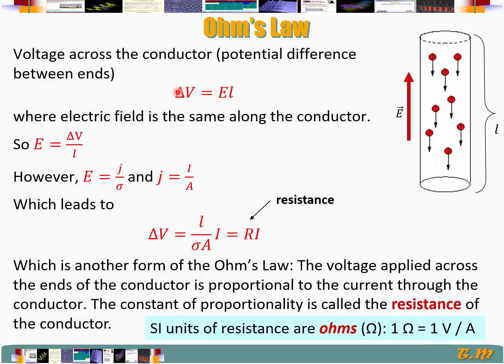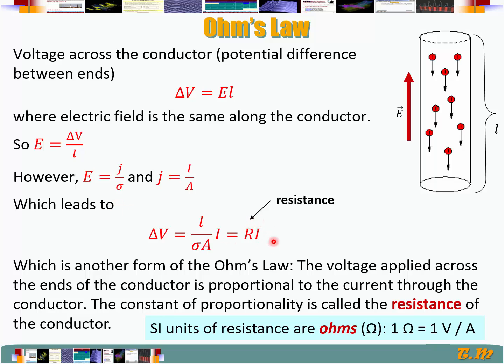Now, if we go back here, delta V is E times L. So this is the L. And then for E, we are going to have J over sigma, but for J, we're going to have I over A. So that makes E equal to I over sigma A. So that's why we have here L, that's the L here, and I over sigma A, that's the electrical field.